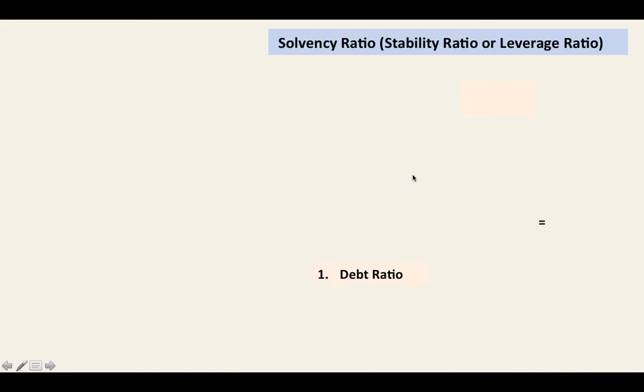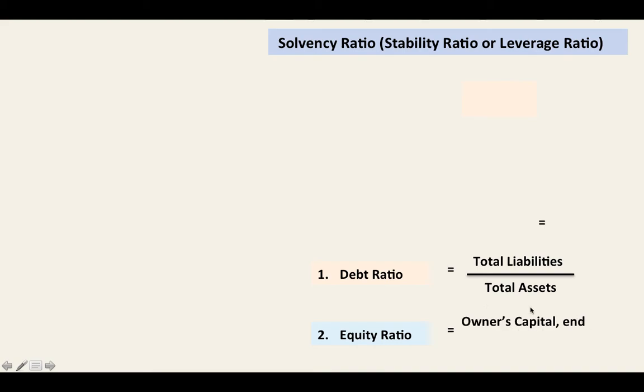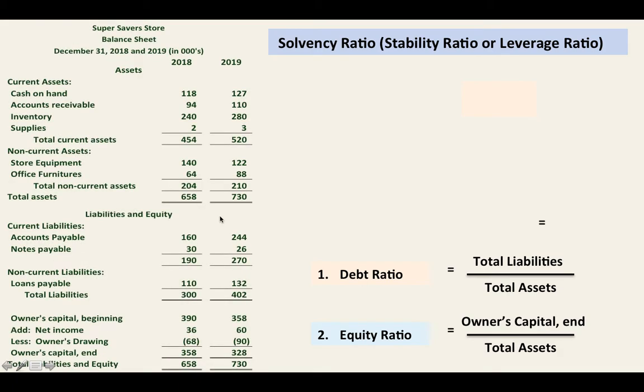Okay, class. Let us illustrate solvency ratio or stability ratio. So again, the formula for that ratio is total liabilities over total assets. And our equity ratio, the formula is owner's capital, which is the equity, over total assets. So class, inasmuch as we will be needing only liabilities and assets and capital, we will only need the statement of financial position, okay? So in this case, we can compute the debt ratio.